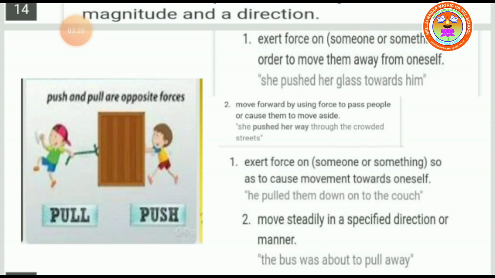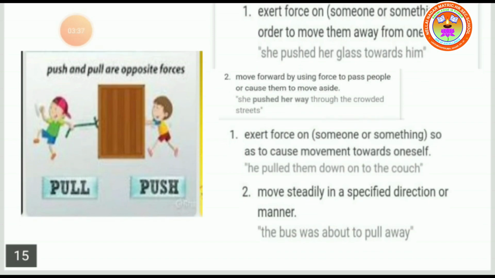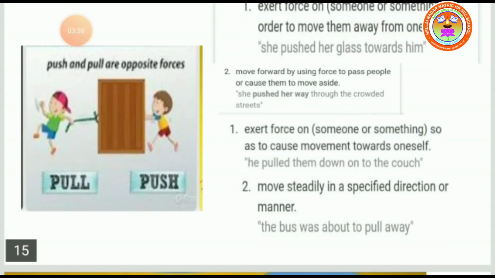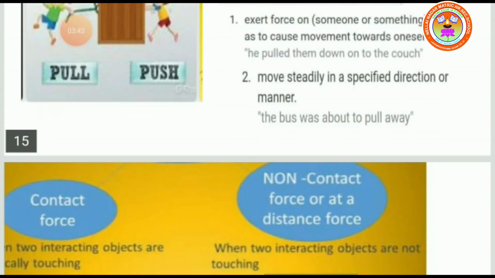What is the meaning of pull? Exert force on someone or something so as to cause movement towards oneself. He pulled them down onto the couch. Move steadily in a specified direction or manner. That means the bus pulled away.